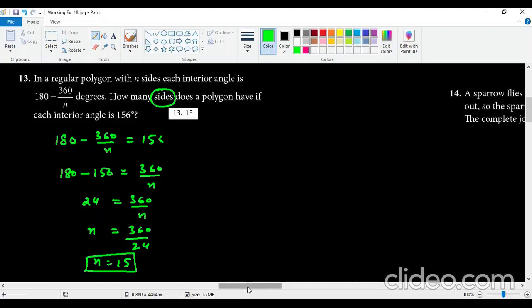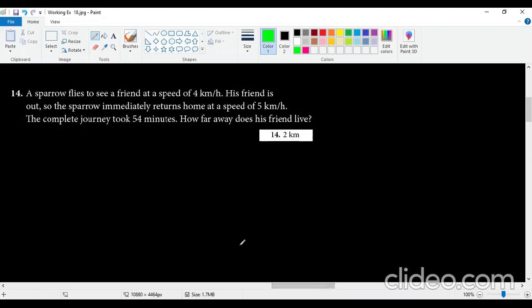Moving on to question number 14. A sparrow flies to see a friend.